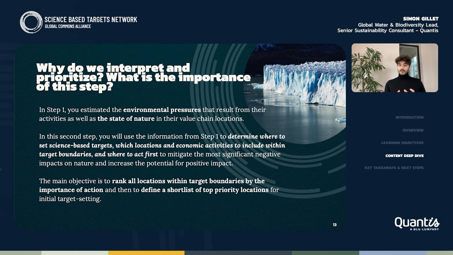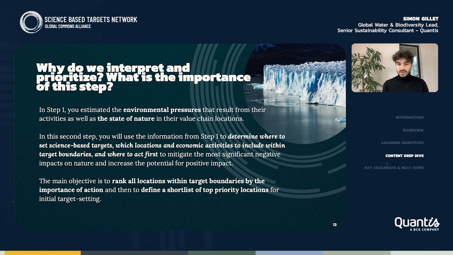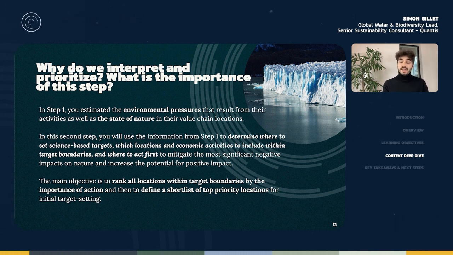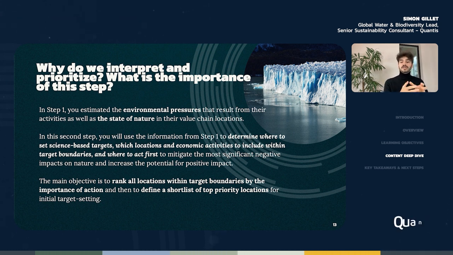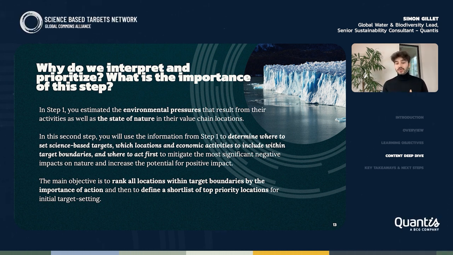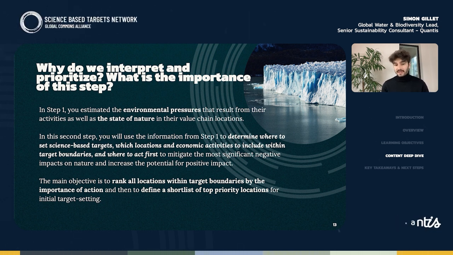So in step one, companies would have estimated the environmental pressures that result from their activities, as well as the state of nature in their value chain locations. In this second step, a company uses the information from step one to determine which science-based targets to set, which locations and economic activities to include within target boundaries, and where to act first to mitigate the most significant negative impacts on nature and increase the potential for positive impacts.